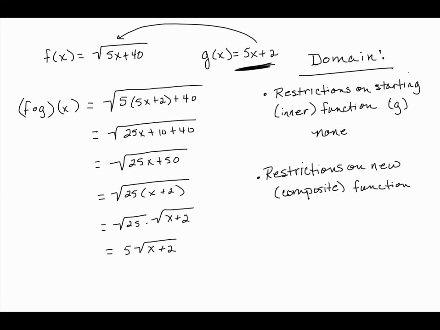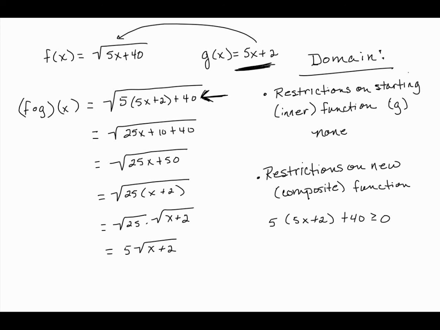Now I'm going to find restrictions on my new or composite function. And this is where it can get a little tricky sometimes. It's always a good idea to go back to this first step that we did right here when we first substituted the g of x in the f of x. Are there any restrictions on this function right here? Well, yes, I have to have 5 times 5x plus 2 plus 40 greater than or equal to 0.